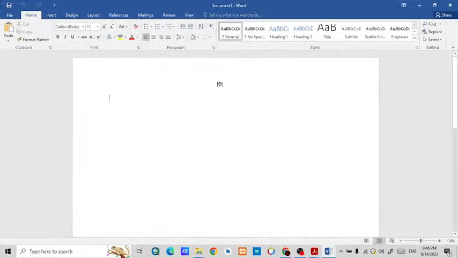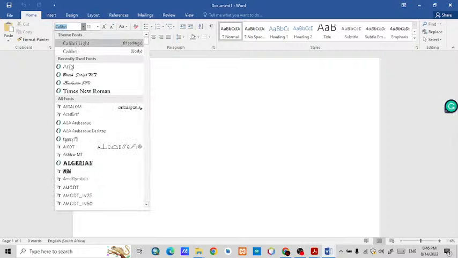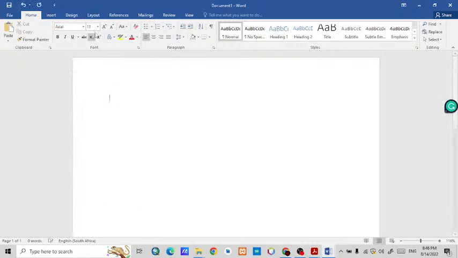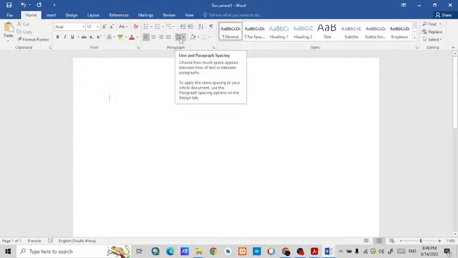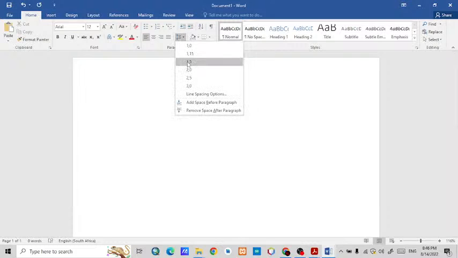Okay, so the first thing that you're gonna do when you start writing your assignment, you're gonna come here, you'll change this to Arial, and then change this to 12. Okay, this is 12. And then this is where you change your line spacing, so you're gonna make it 1.5.